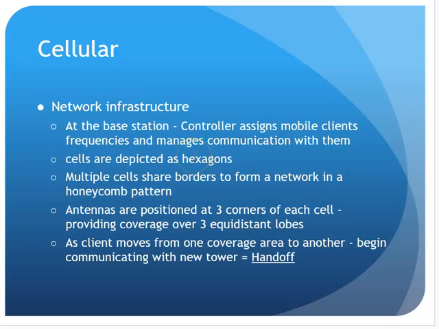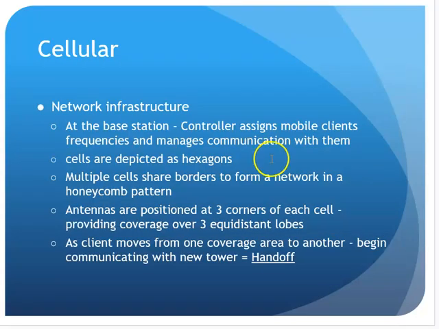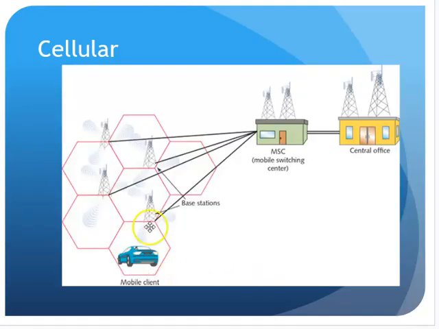At the base station, your controller assigns mobile clients frequencies. Your cells are created by these towers. You have towers at basically 3 locations, and each one broadcasts out a lobe in like 2 directions to create this hexagon shape, this cell shape. Multiple cells share borders to form a network honeycomb pattern. Antennas are positioned at 3 corners, as we said. As a client moves from cell to cell, the towers do a handoff: okay, I'm going to hand this off to you now because the client's moving your direction.